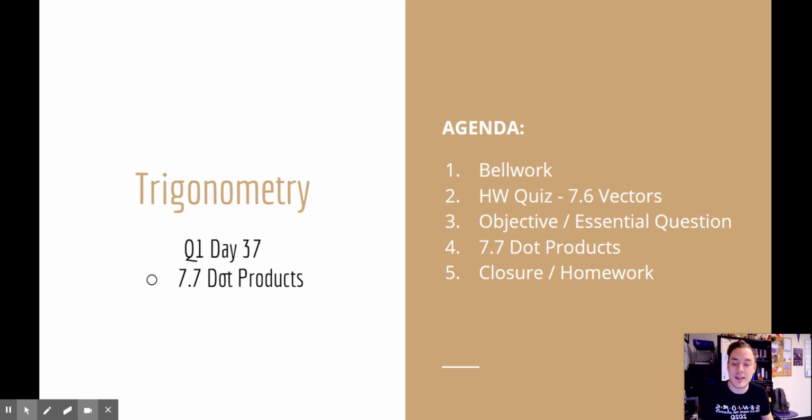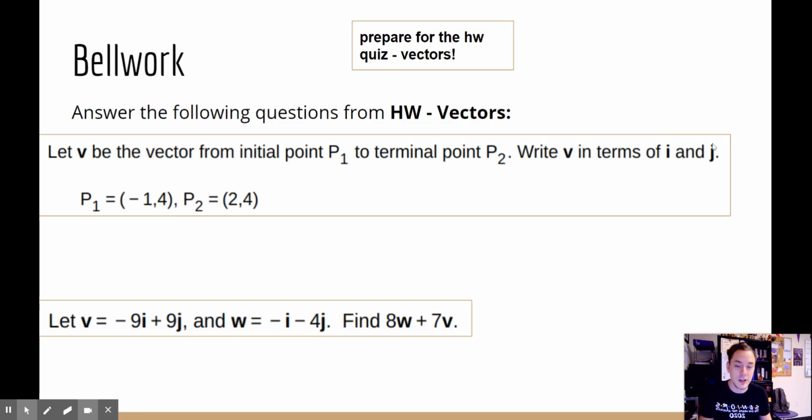So 7.7, dot products. That's what we're going to be going through today. We're going to go through 2 questions of the bell work, homework quiz, and then dot products. It's probably one of the easiest lessons this week at least. So let's get started. I'm excited, though I'm really sad because I really like trig, and going through the last lesson of trigonometry is a tearjerker, to say the least.